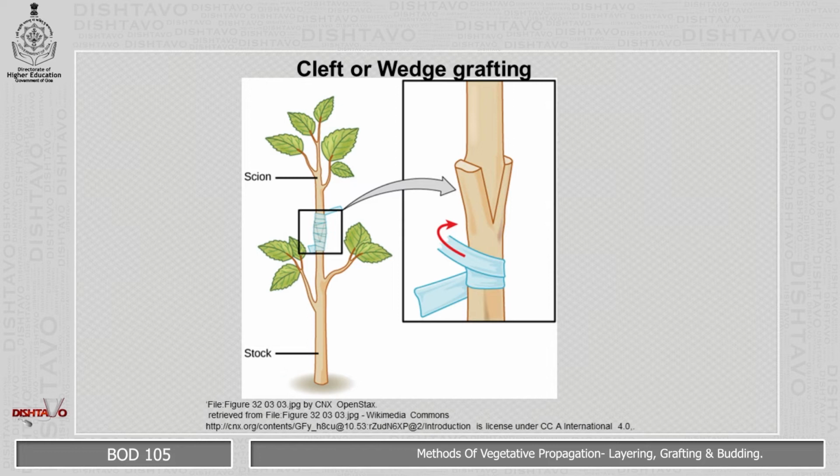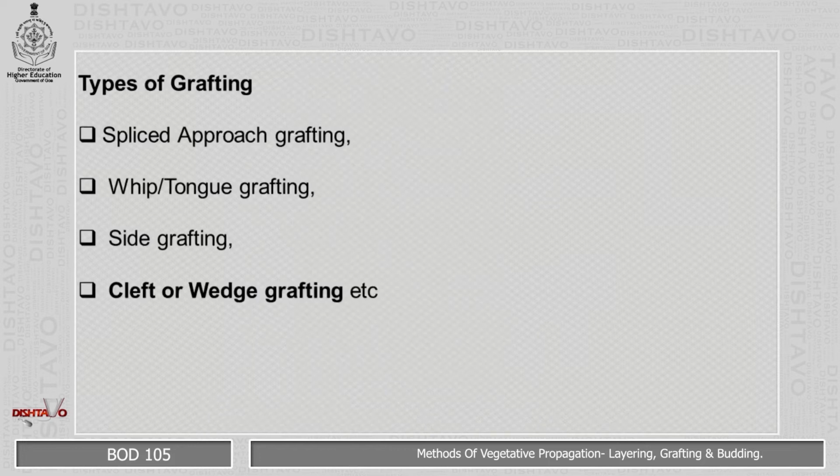Care should be taken to keep this portion moist. After 6 to 8 weeks, the plant is ready. We can call that plant an individual plant. Apart from this, another method is splice approach grafting. Now, in this splice approach grafting, both scion and stock are of the same diameter.